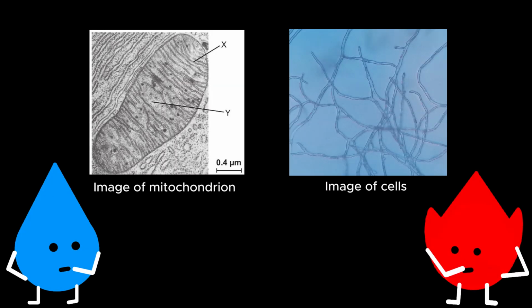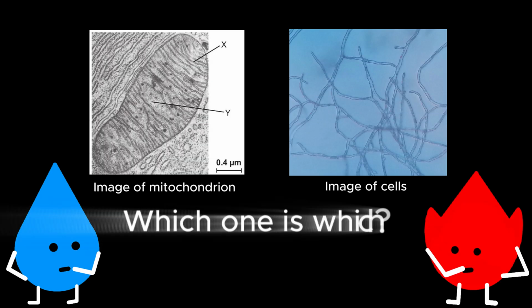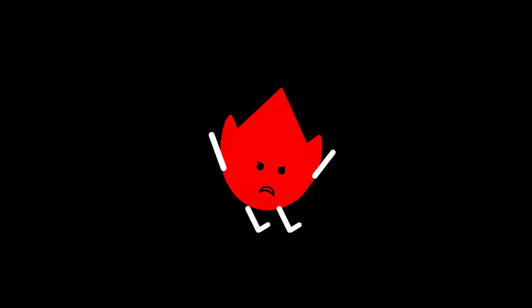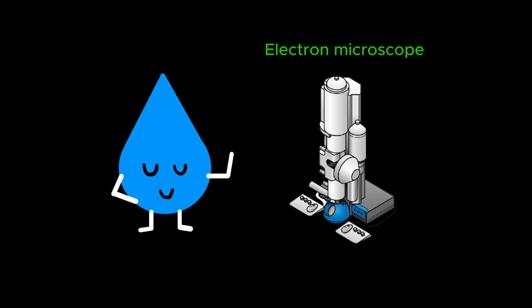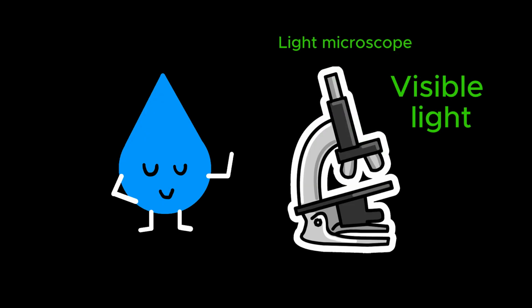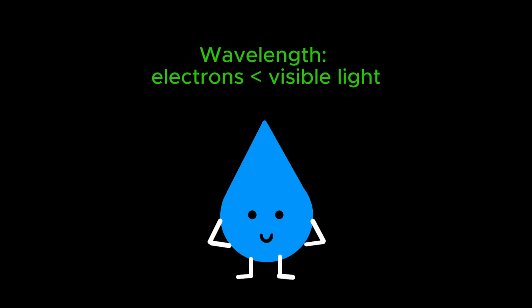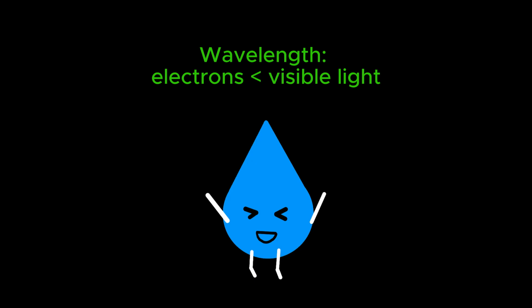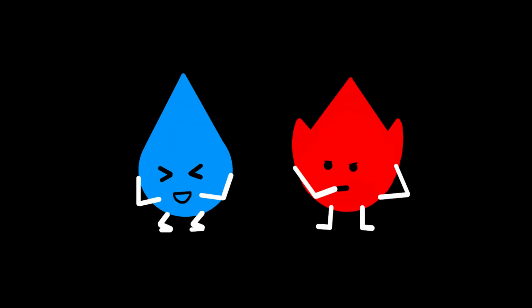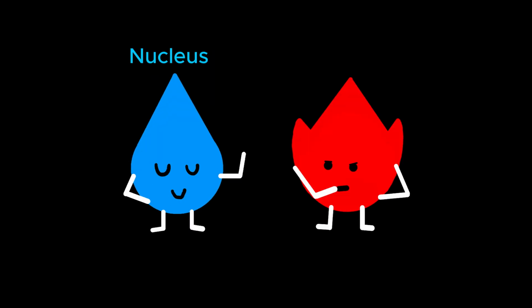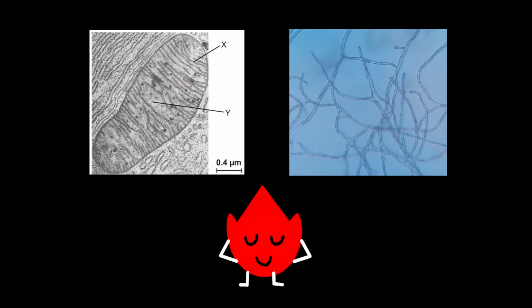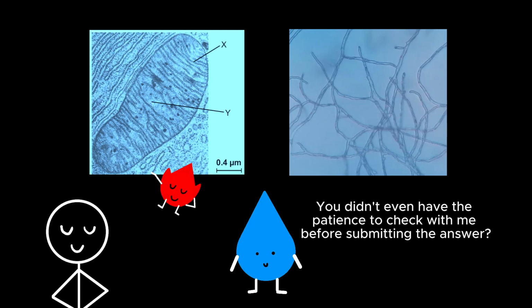Second question. One of these images is from a light microscope and one is from an electron microscope. Which one is which? How are we supposed to know that? Electron microscopes use electrons to produce an image, while light microscopes use visible light. Electrons have smaller wavelengths than visible light, so they can help us see smaller things. How small? As small as organelles, like the nucleus or mitochondria. Oh, so it's this one. Correct.